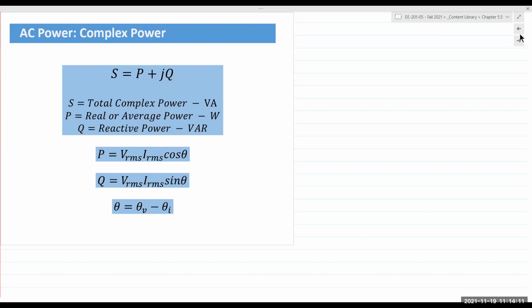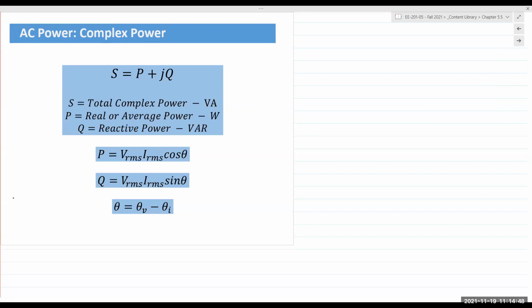So mathematically, because reactance is represented with the imaginary number, we use the same convention and we represent reactive power also with the imaginary number. Total power would be the real power plus the reactive power. Because P is real and Q is imaginary, we say that the total power is total complex power. It's noted by S. Real power or average power still has a notation of P. Reactive power has a notation of Q.